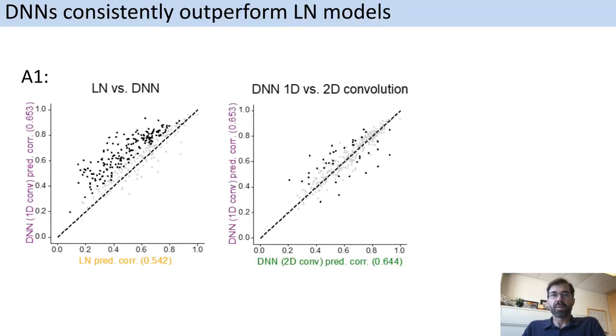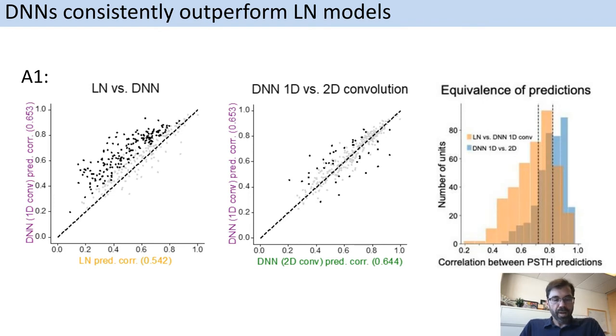And this is what we saw across the population as well. So at the left, I'm showing, again, the performance of the DNN relative to the LN model. Then the middle panel just shows the performance of these two different DNN architectures. And there are a few neurons where one model performed better than the other, but overall they're actually predicting with very, very similar accuracy.